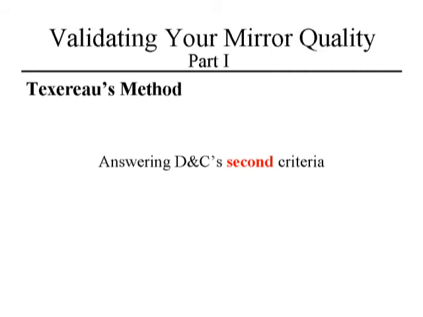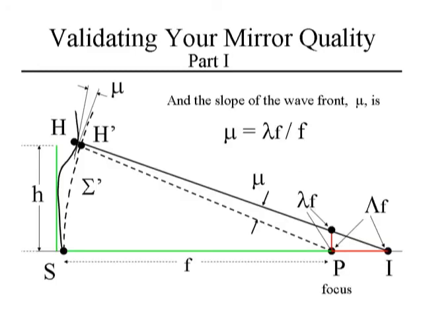For condition number 2, I have to do some work to come up with a wavefront analysis. That is essentially understanding the slope, the difference in slope between the ideal wavefront and your wavefront. That angle, that change in slope, happens to be the same as this angle here, which can be described as lambda f over the focal length. So you can come up with this slope angle is equal to this transverse aberration divided by the focal length. So we have all the elements we need now to understand what Texereau does.